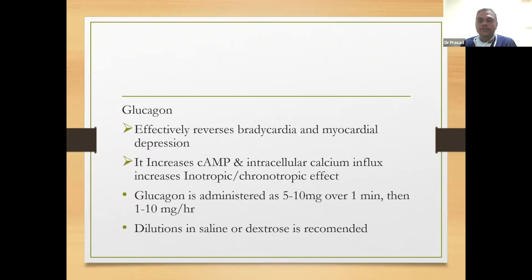Then glucagon also can be used in the treatment of beta blocker overdose. It effectively reverses the bradycardia and myocardial depression. It increases the cAMP and intracellular calcium influx, increasing the inotropic effect of the heart. Glucagon is administered at a dose of 5 to 10 mg over 1 minute, then 1 to 10 mg per hour. Dilutions in saline or dextrose is recommended.